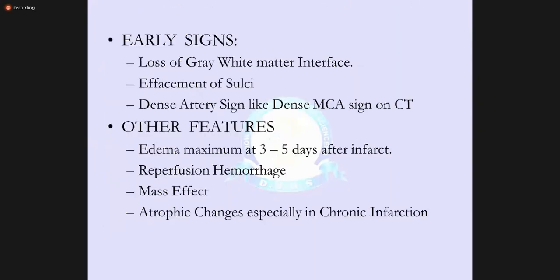Okay. So these are the signs which you need to be aware of. On CT scan: loss of gray-white matter interface, effacement of sulci, which definitely comes with the mass effect, and the dense artery sign, like the dense MCA sign on CT, likely due to the thrombus inside. Other features: edema, maximum at 3 to 5 days after infarct, reperfusion hemorrhage, mass effect, and atrophic changes, especially in chronic infarction.